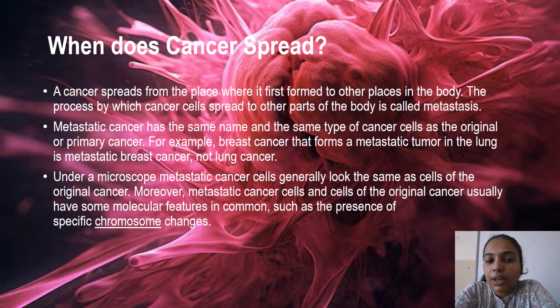Under a microscope, metastatic cancer cells generally look the same as the cells of the original cancer, but these metastatic cancer cells and the cells of the original cancer usually have some molecular features in common, such as the presence of specific chromosome changes.